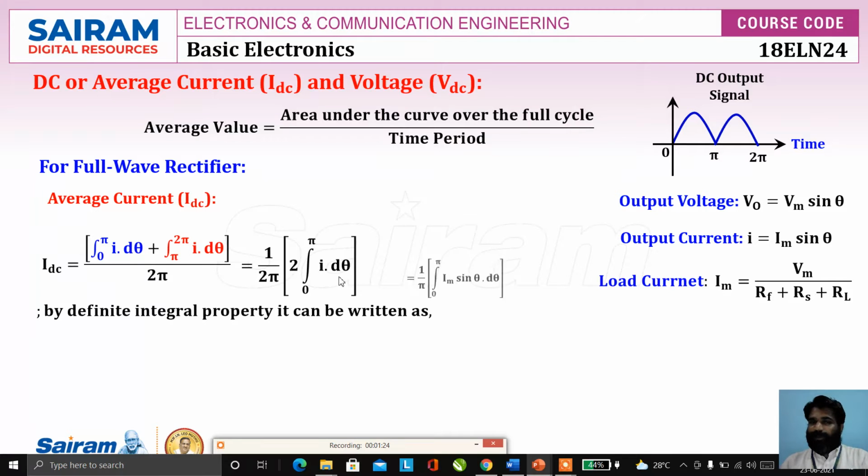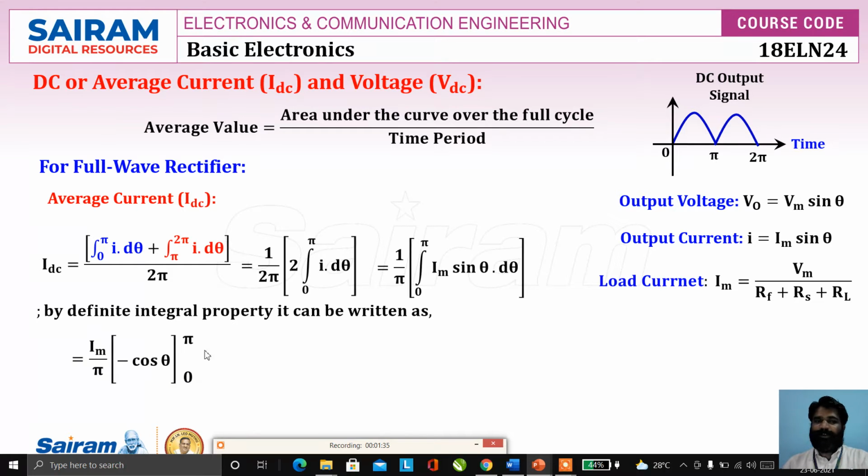And again substitute the I value. So this 2 gets cancelled, and it becomes 1 over pi, Im sin theta d theta. Then integrate. Im is constant outside the integration, so Im by pi. Integration of sine is minus cos theta, 0 to pi. Again apply the limits: cos pi minus cos 0. This minus sign is outside. So cos pi is minus 1, cos 0 is 1. So it becomes minus into minus, plus 2 Im by pi.